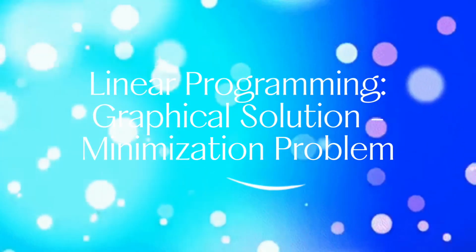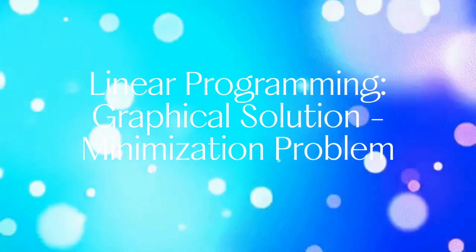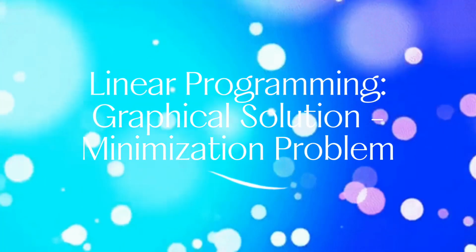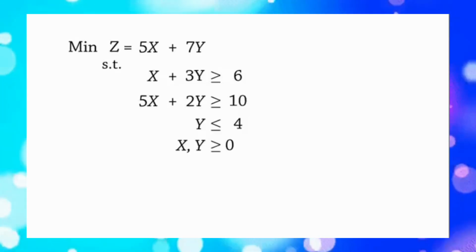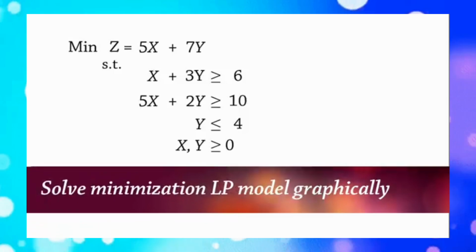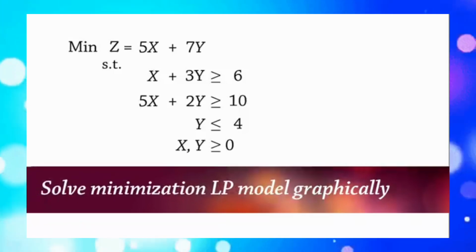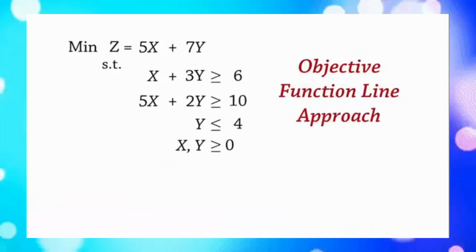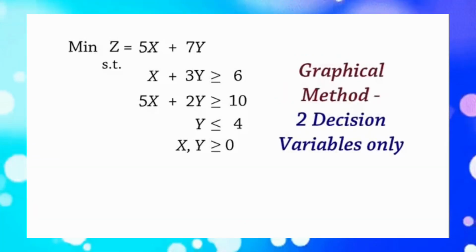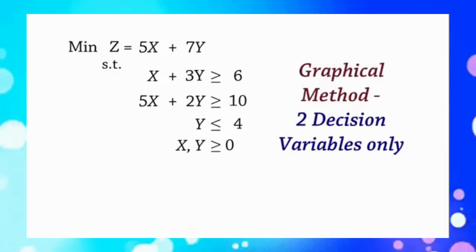This video shows how to solve a minimization linear programming model graphically using the objective function line method. Welcome. In this tutorial, we will graphically solve this minimization problem using the objective function line approach. Note that the use of the graphical approach is limited to two decision variables.